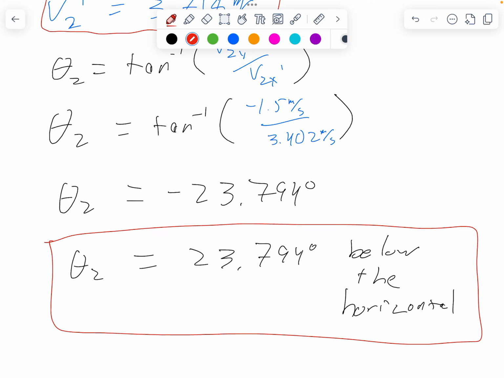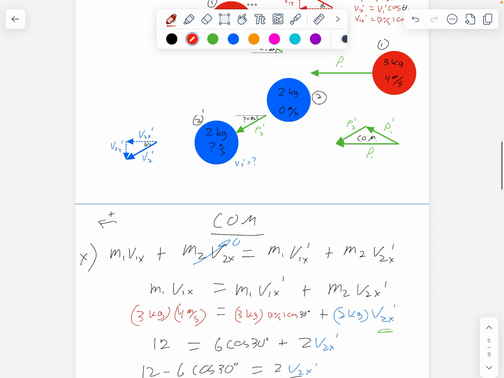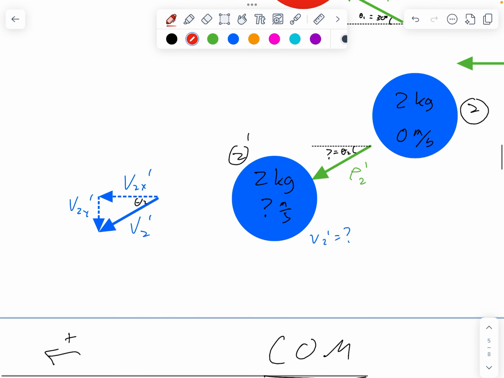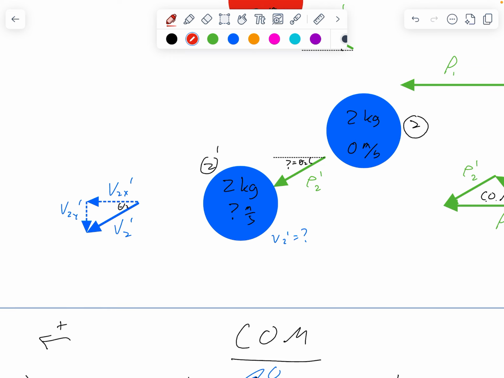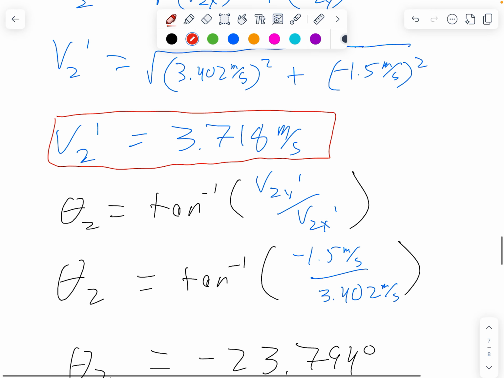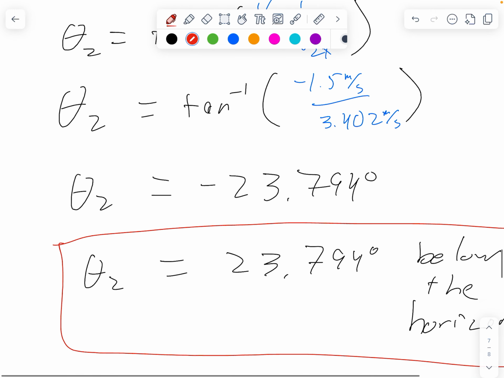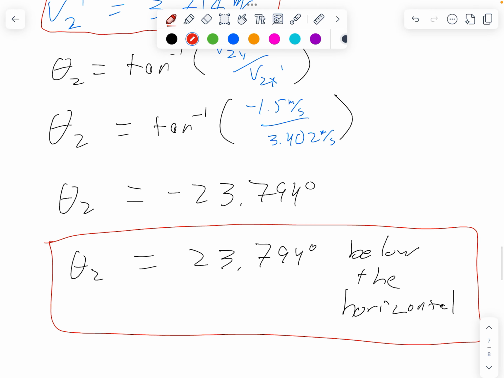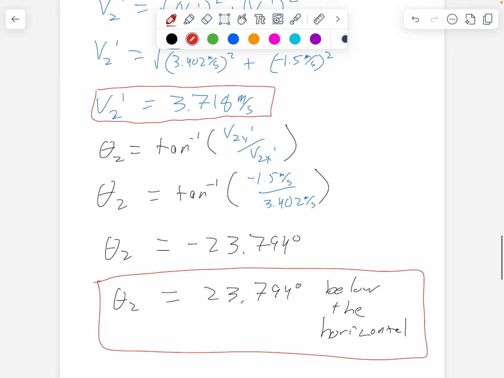Okay, and if I just do one last little scroll back to my picture, my theta is exactly what it's supposed to be: some angle below the horizontal. I've got my speed, which means that I now have all the information to say what ball number 2 is going to do after the collision. It's going to go off with a speed of 3.718 meters per second at an angle of 23.794 degrees below the horizontal. These two numbers make its velocity.